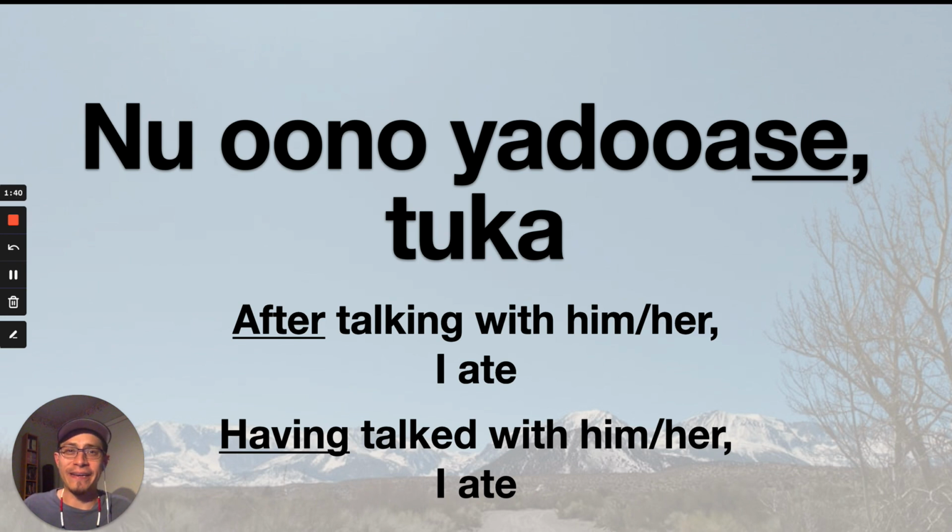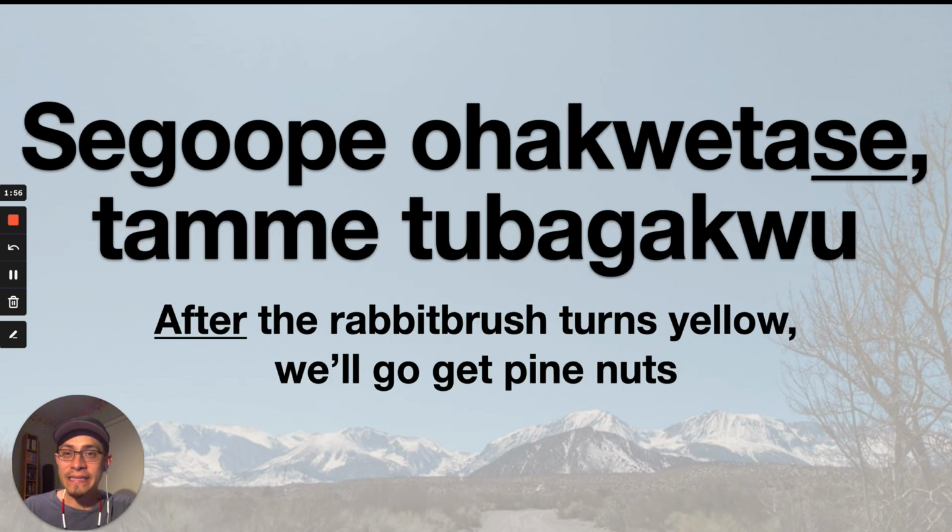But basically, you just want to understand it as meaning that the verb it is attached to, that action, whatever it is, occurs first or prior to whatever comes next. So let's look at more examples. Sigupi ohakwitasi damit devagaku means after the rabbit brush turns yellow, we'll go get pine nuts. So sigupi is rabbit brush. Ohakwitasi means yellow, basically after it becomes yellow, damituagaku, we will go get pine nuts.